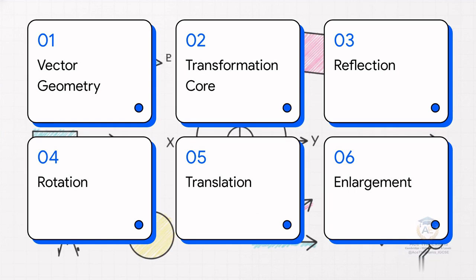Here is our roadmap for today. We're starting with vector geometry, locking down the transformation core, and then we're breaking down the big four: reflection, rotation, translation, and enlargement.